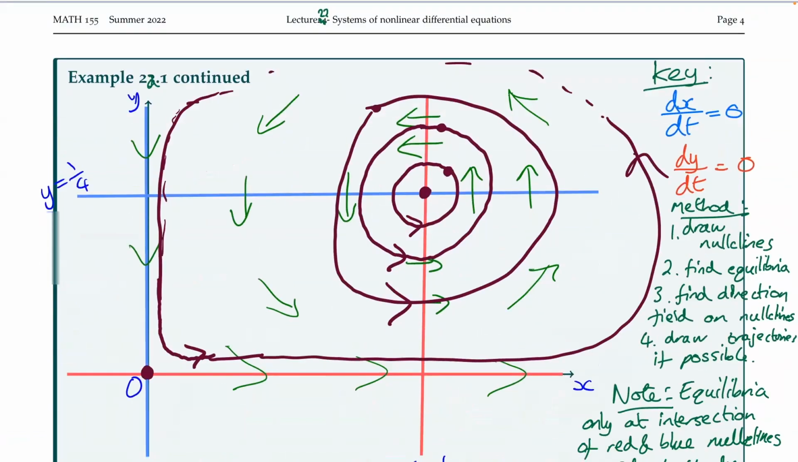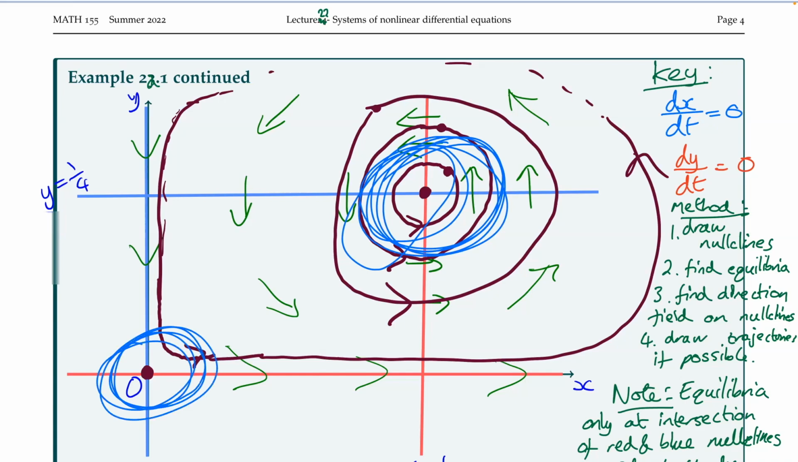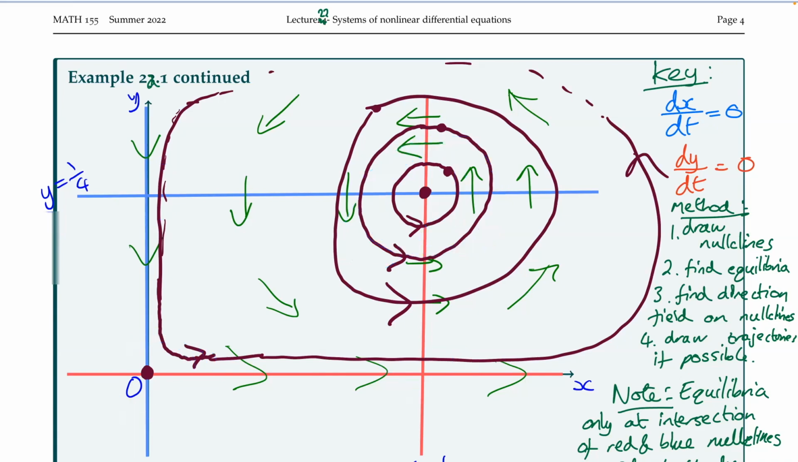Recall that whenever we have a null line for dx/dt intersecting with a null line for dy/dt, that means we have an equilibrium. Here I've color-coded; I'll generally try to color-code my null lines so it's clear. We have here an intersection between a blue and a red line, so that means we have an equilibrium. Likewise here, an intersection between a blue and red line, which means we have an equilibrium. We don't have an equilibrium here because these are 2 blue lines. Likewise, we don't have an equilibrium here because these are 2 red lines. So we only have equilibria where we have an intersection of the 2 different null lines, one for dx/dt and one for dy/dt.